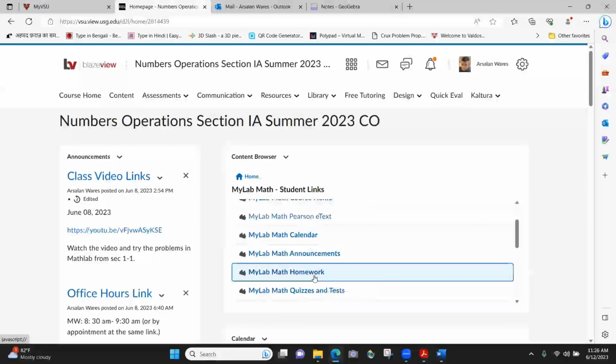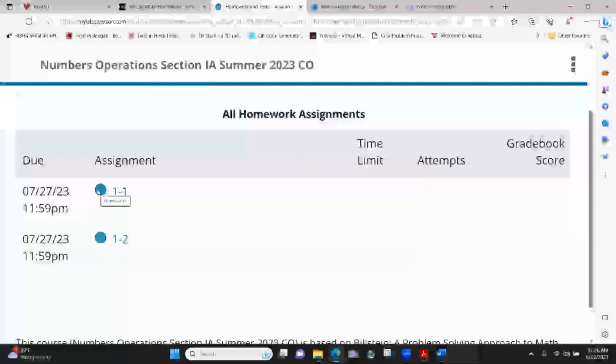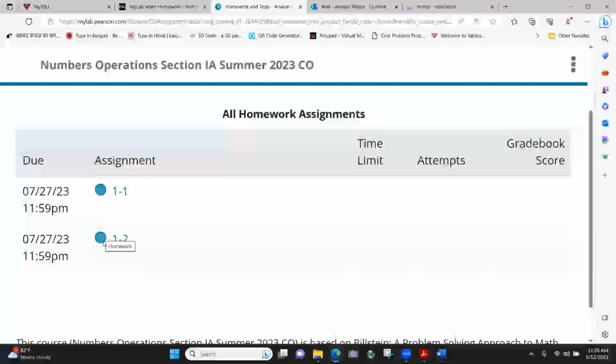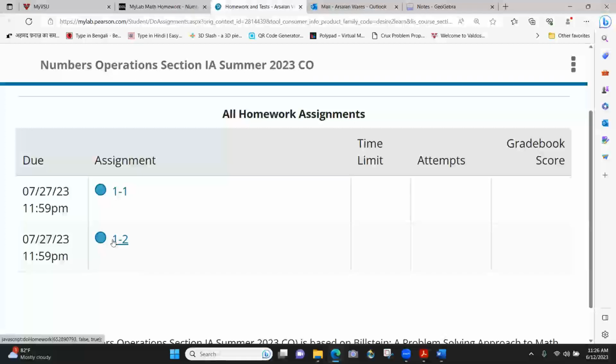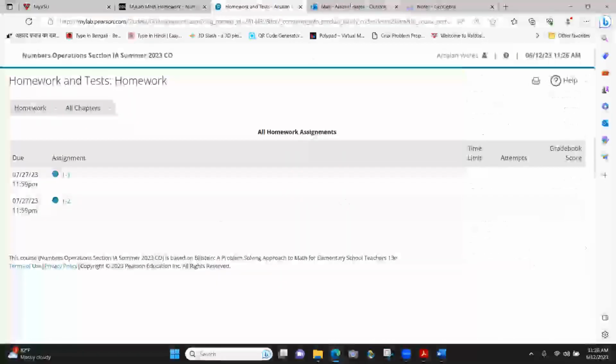Go to My MATLAB homework. And 1.1 has been assigned. 1.2 has been just assigned. Okay? So by the end of today, you should be able to do all the problems from 1.2. In case you can't, you can always ask me to do some of those problems. All right, well, let's start our lesson.